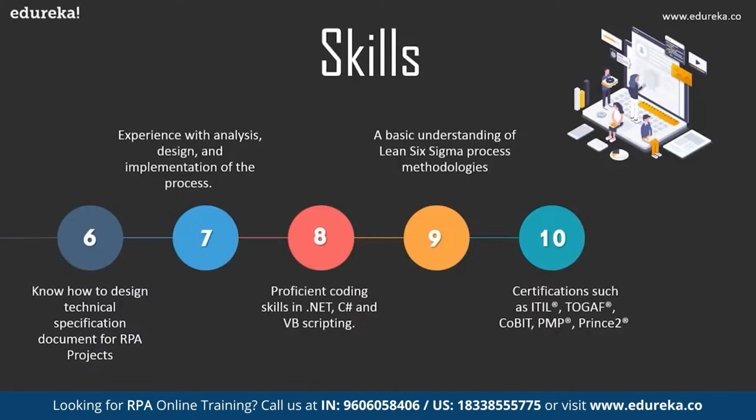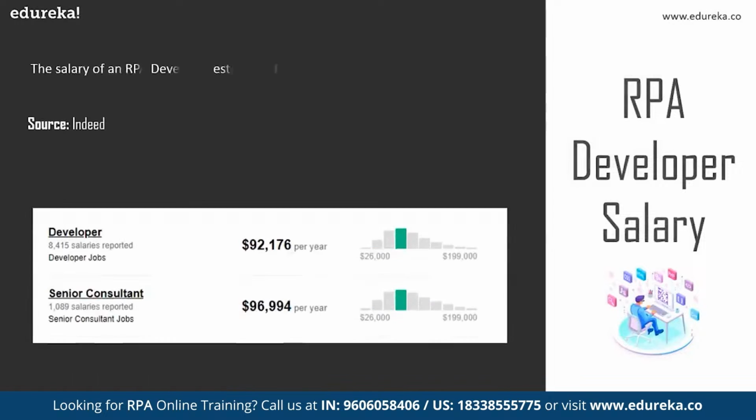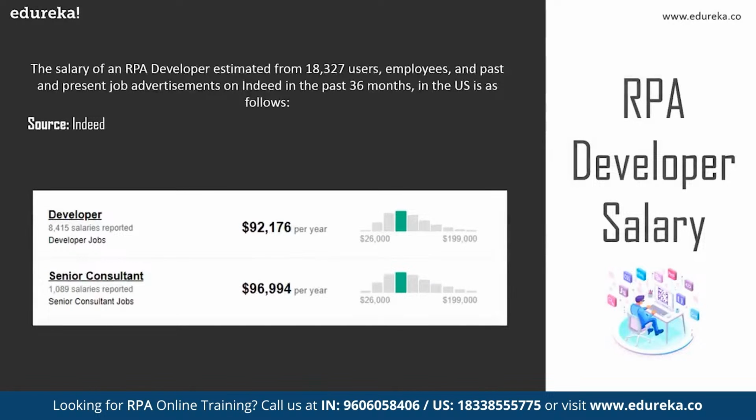So now that I've told you who is an RPA developer, the job trends of an RPA developer, and the skills required to become one, let's move forward with the session and take a look at the RPA developer's salary trends. So according to Indeed.com, the average salary of an RPA developer, estimated from around 18,000 users, employees, and past and present job advertisements, the salary ranges from around $92,000 for a developer to $96,000 for a senior consultant.